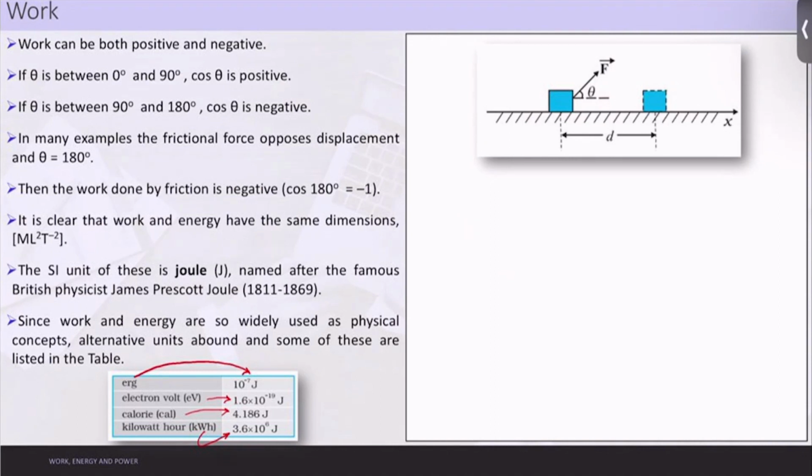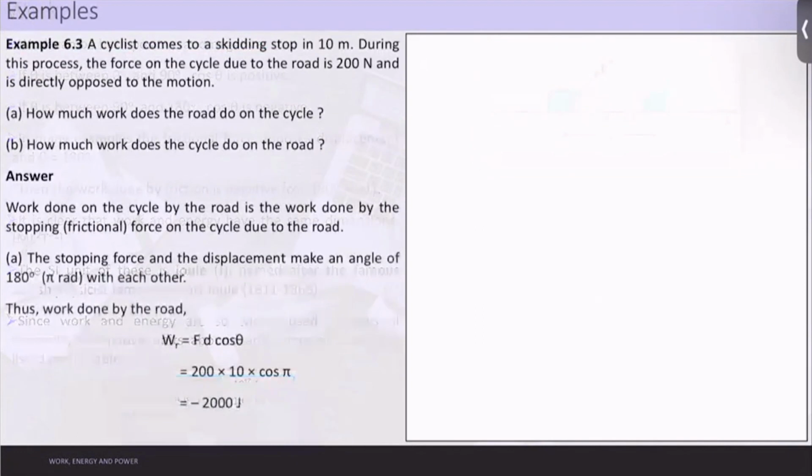Okay, fine. So that being said, what is the conclusion of this part of the slide? We understood first of all that work can be both positive and negative. Second, we understood the dimensions of work. And third, the SI unit of work. Okay, so let's move forward. Let us try to do one of the questions regarding this concept of work.